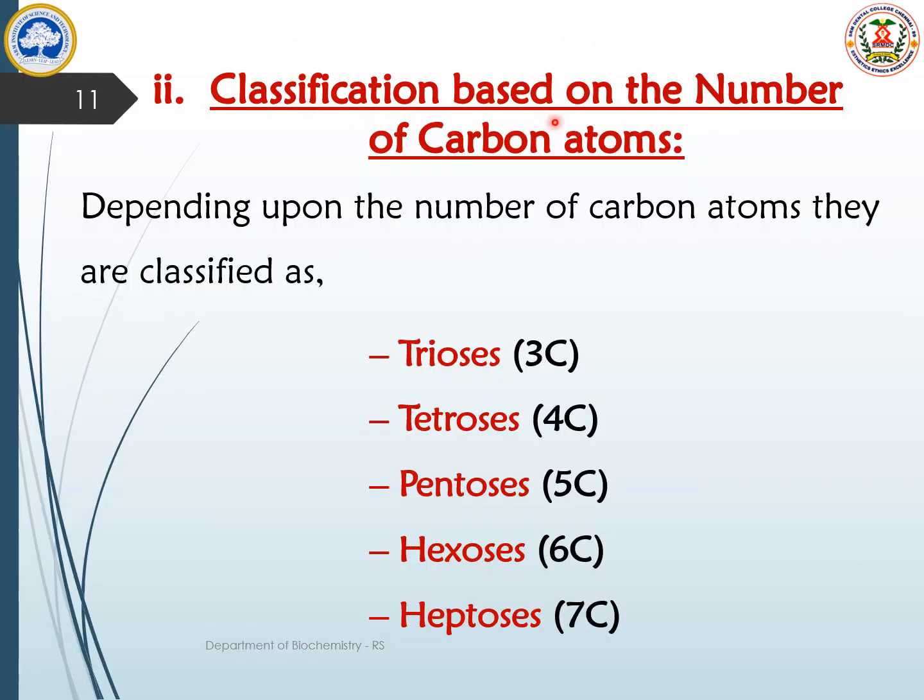The classification is also based on the number of carbon atoms. Depending upon the number of carbon atoms, they are classified as trioses, tetroses, pentoses, hexoses and heptoses. Trioses refer to 3 carbon sugars, tetroses refer to 4 carbon sugars, pentoses refer to 5 carbon sugars, hexoses refer to 6 carbon sugars, whereas heptoses refer to 7 carbon sugars. So the minimum number of carbons present in a monosaccharide is 3. It starts with the trioses.